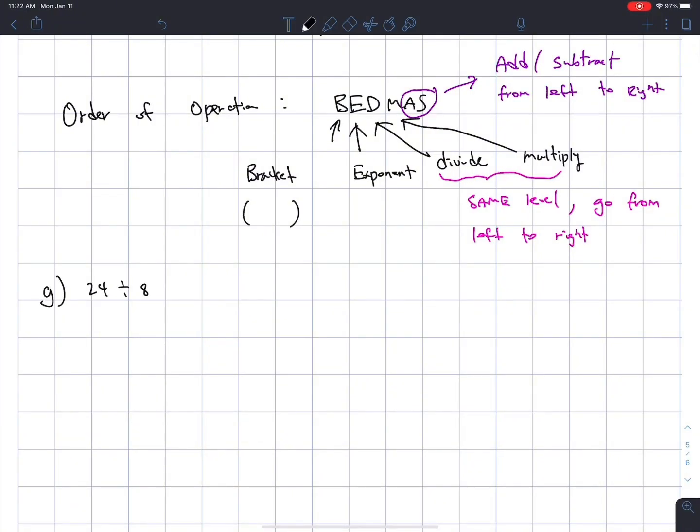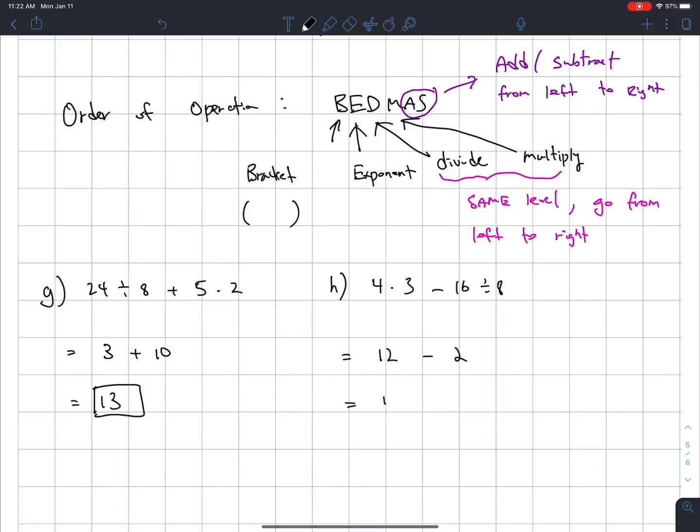24 divided by 8 plus 5 times 2. 24 divided by 8 is 3. 5 times 2 is 10. 3 plus 10 is 13. So the answer is 13 for G. H, 4 times 3 minus 16 divided by 8. We do multiplication and division first. 4 times 3 is 12. 16 divided by 8 is 2. 12 minus 2 is 10. So the answer for H is 10.